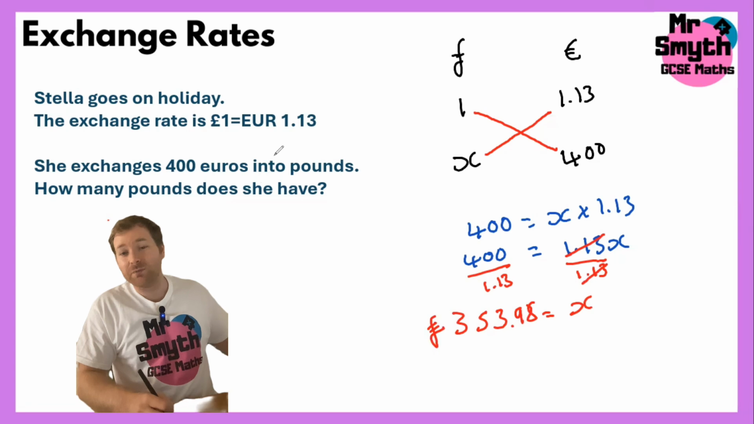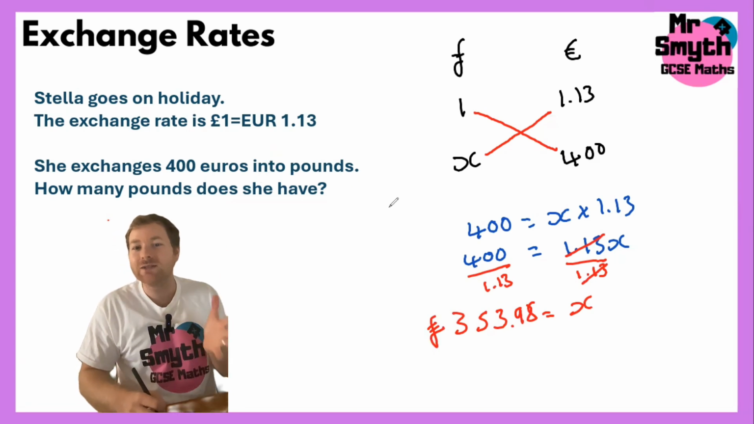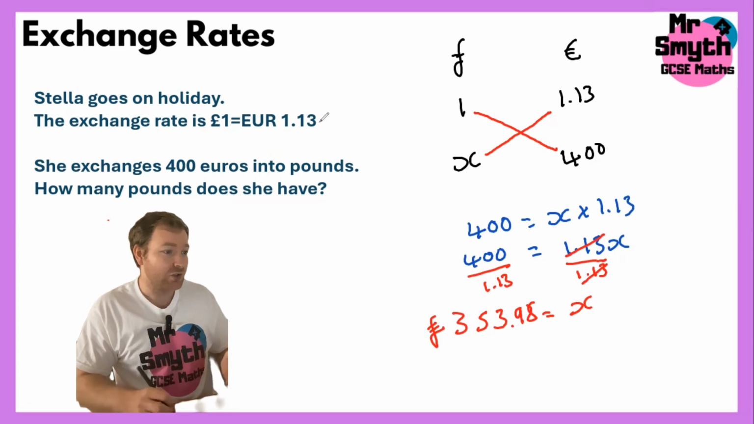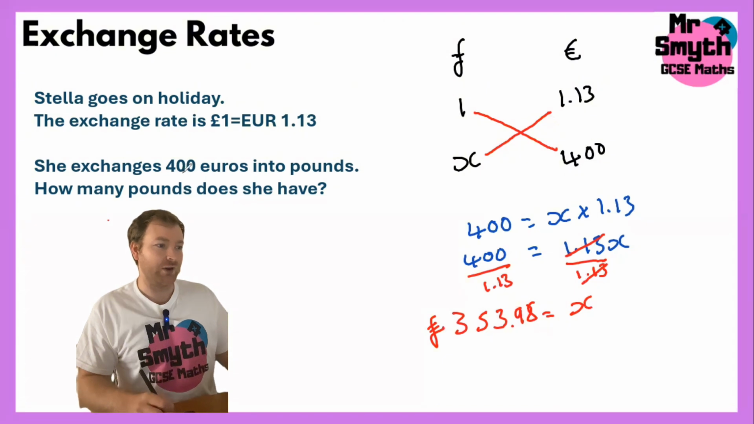Now, you might have spotted the pattern. You might notice that, yes, at this stage, it is far easier just to say, well, let's just do 400 divided by 1.13.